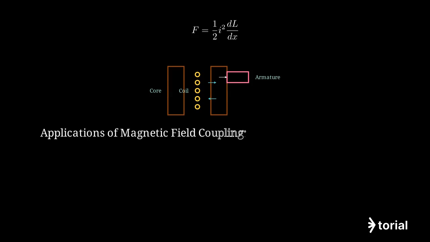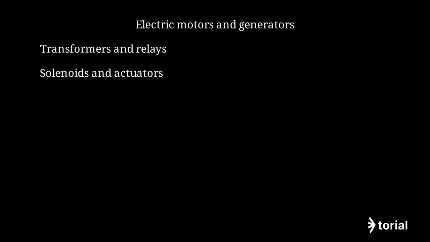Magnetic field coupling dominates in practical electromechanical applications. Electric motors and generators use magnetic field coupling to convert between electrical and mechanical energy. Transformers use magnetic coupling to transfer energy between circuits, while relays use it for switching. Solenoids and electromagnetic actuators rely on magnetic forces for linear motion. Audio speakers and many sensors use magnetic coupling for their operation.